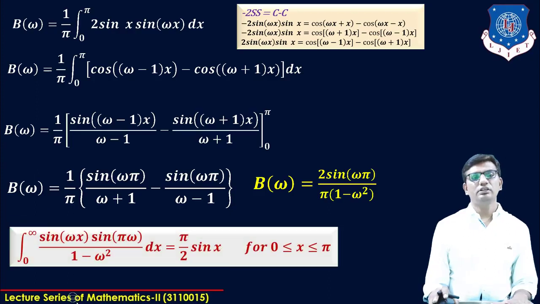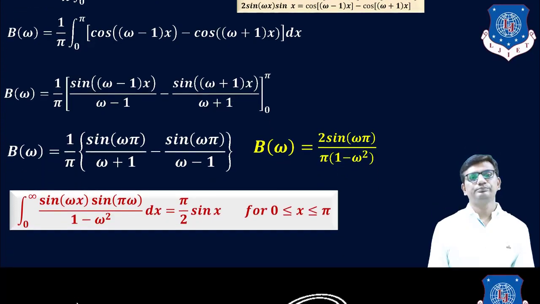Therefore, our Fourier integral is integral 0 to infinity sine omega x into sine omega pi upon 1 minus omega square d omega equal to pi by 2 sine x for 0 less than or equal to x less than or equal to pi. So here we have seen the Fourier cosine integral and sine integral for continuous as well as discontinuous functions. It is very important to develop the Fourier cosine and sine transforms. Thank you very much.